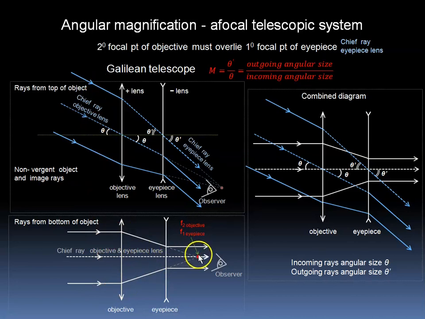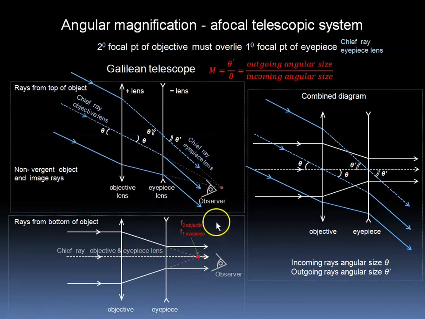which would ultimately reach the secondary focal point of this lens if the second lens were not there. This also happens to be the location of the primary focal point of the second lens, so that this virtual object at the primary focal point of the second lens has outgoing non-vergent image rays.